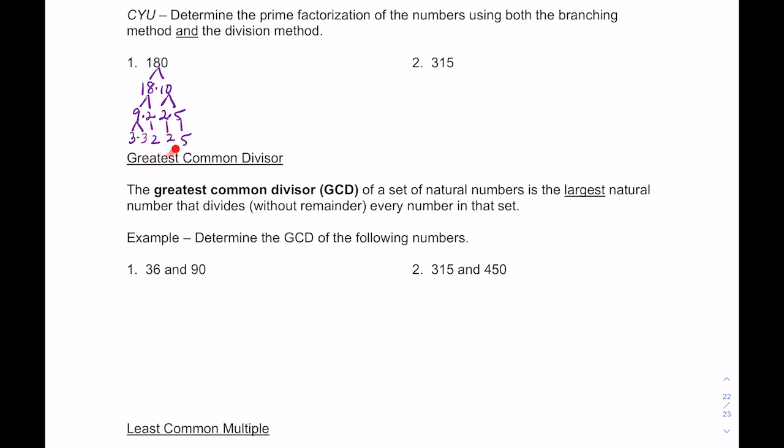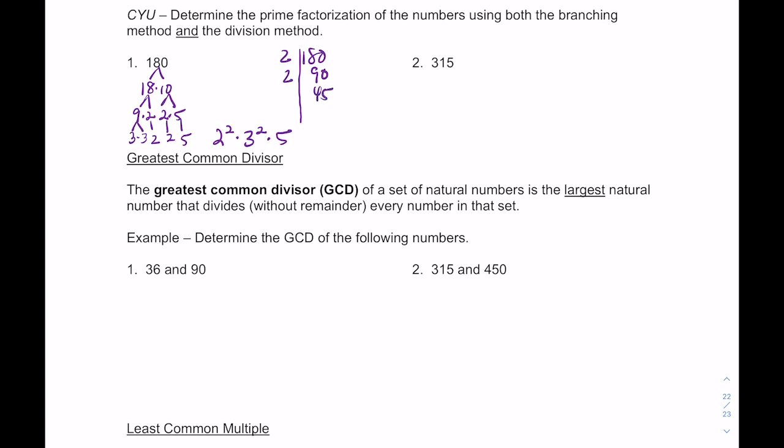So I've got 2 2's, that would be 2 squared. I've got 2 3's, that would be 3 squared, and then 5. And if you multiply them, and you could check it on your calculator, 2 squared times 3 squared times 5 gives me 180. So that's using the branching method. The division method, I'm going to start with 180, and you divide by the smallest prime number that will go into 180. So 180 is even, so 2 will go into 180. Okay, 180 divided by 2 is 90. 2 goes into 90. 90 divided by 2 is 45.